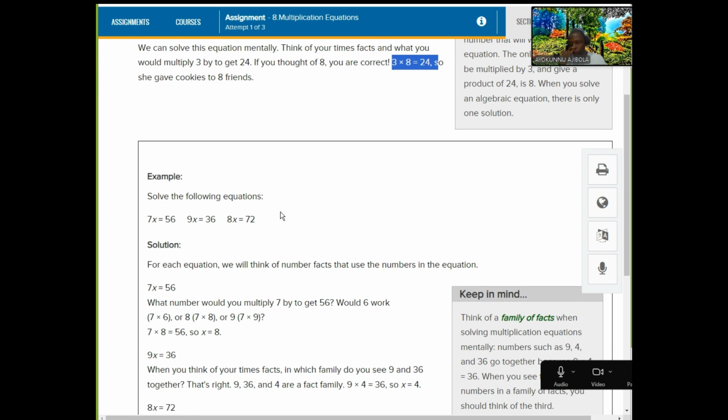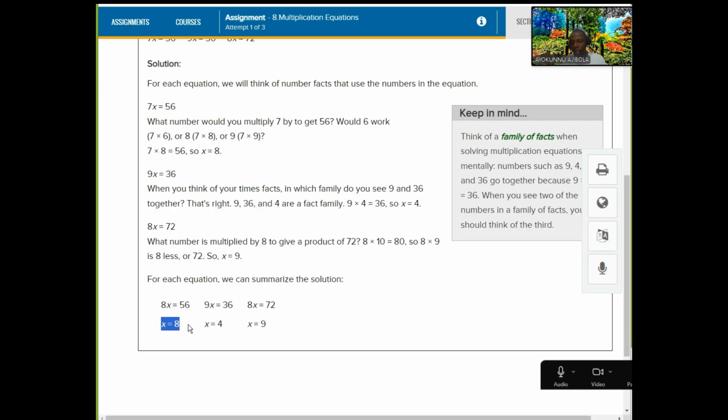Now solve the following equations. 7 times something is 56. Then that something should be 8 because 7 times 8 is 56. Then 9x is 36. If we multiply 9 by 4, we get 36, so x must be 4. Then 8x is 72. If we multiply 8 by 9, which is x, we get 72. So x is 8 for the first one, 4 for the second one, and 9 for the third one. Is that clear?